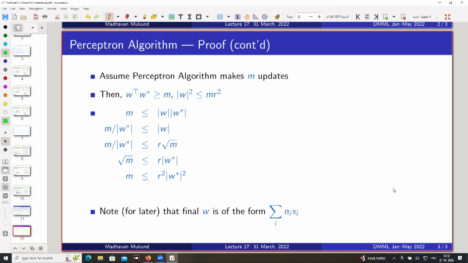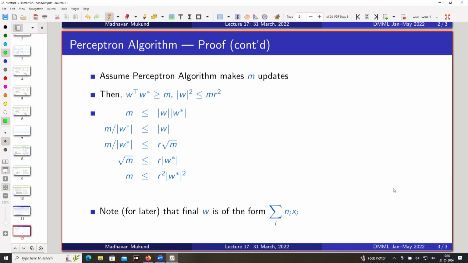Right? So why can I write this? Because M is upper bounded by the value of the dot product of two vectors. The dot product of two vectors is the lengths of those two vectors times some cos theta, the angle between them, which varies between 0 and 1. Right? So therefore, this is definitely true. This is a consequence of the dot product.